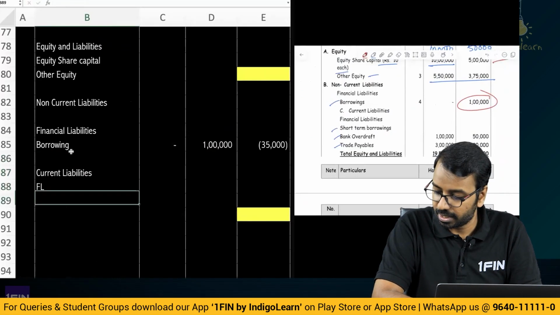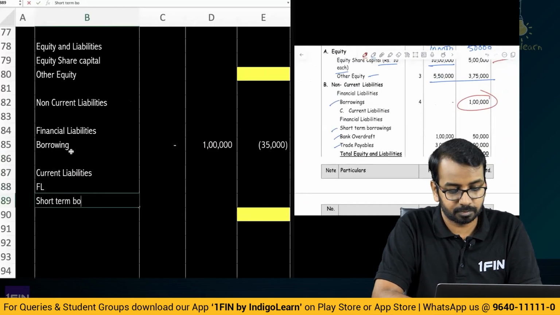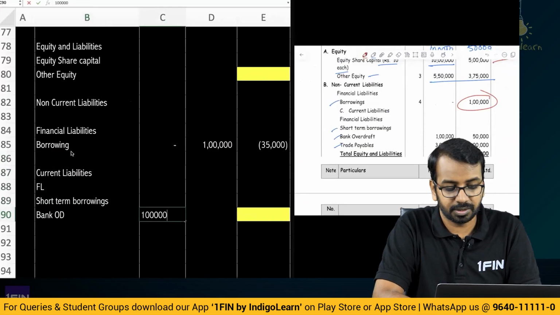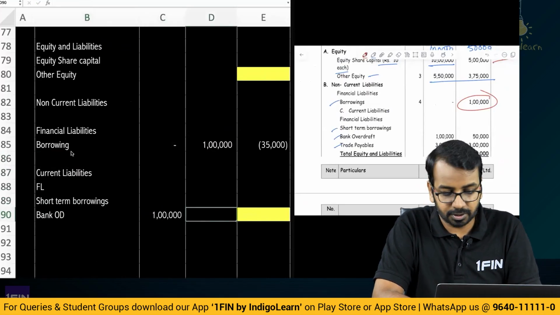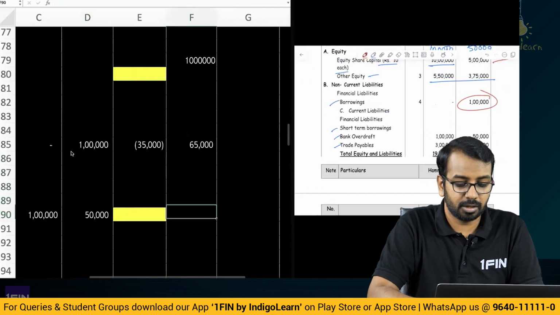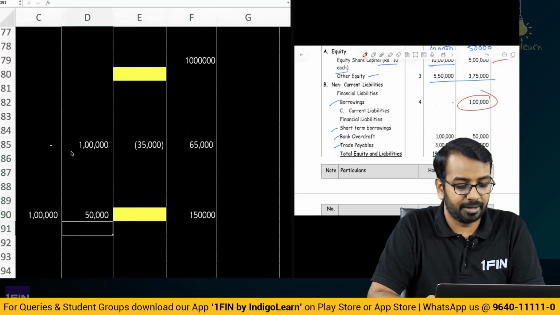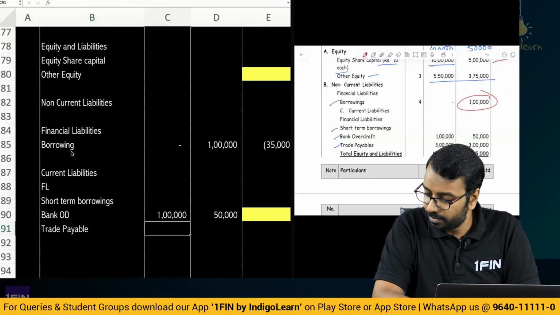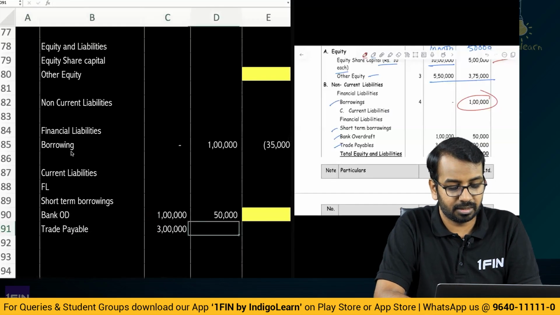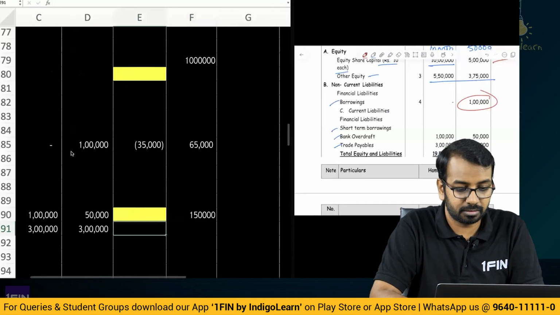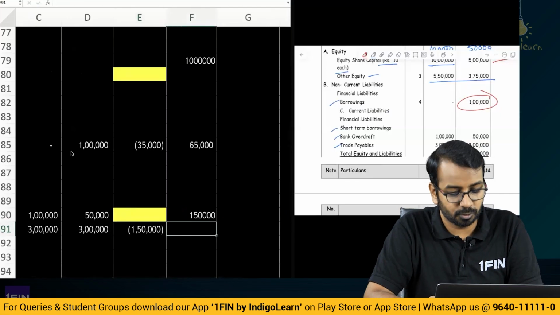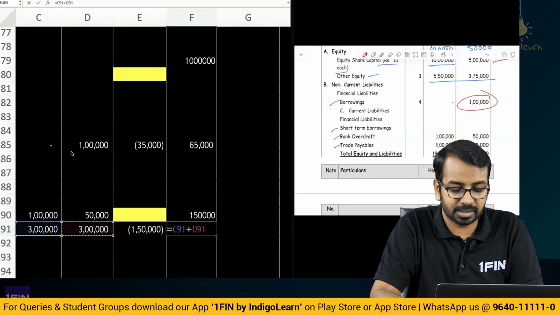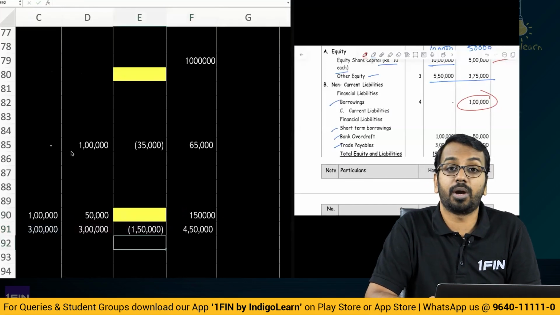We have financial liabilities under that, short-term borrowings. Under short-term borrowings, we have bank OD, which is 1 lakh. Here, 350,000. Here, no adjustment. So we get 1,50,000. And we have trade payables. Trade payable, we have 3 lakhs. Another 3 lakhs here. And there is an adjustment of 1,50,000. So the number is 3 lakhs plus 3 lakhs minus 1,50,000, that is 4,50,000.